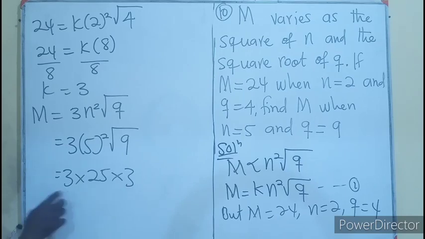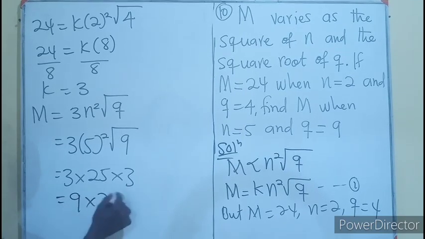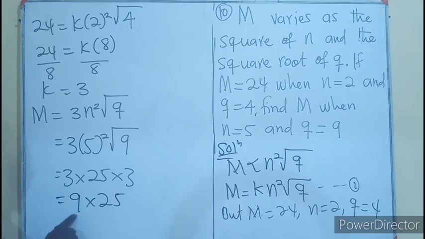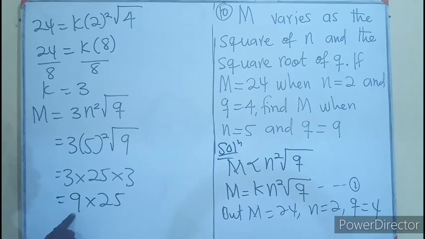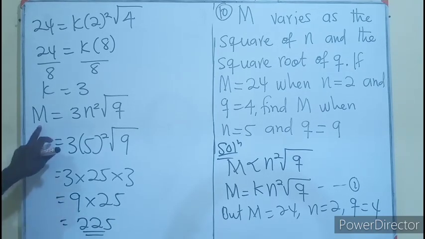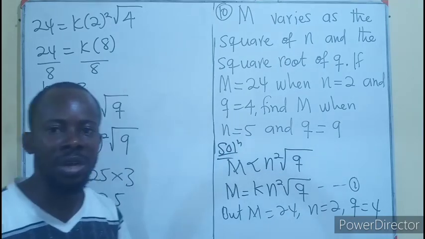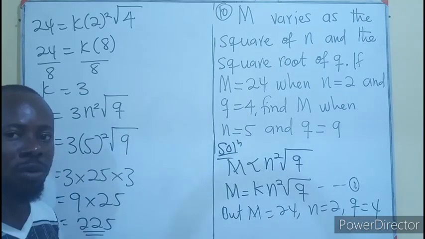And 3 times 3 is 9, times 25. 20 times 9 will be 180. 5 times 9 will be 45. So I think we have 225 as the value of m if n is 5 and q is 9. So this is one way of solving the variation question.